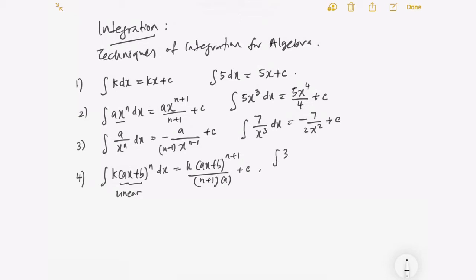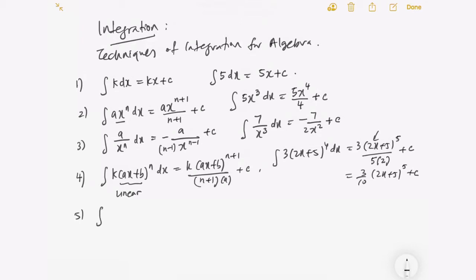Example, let's say if I have 3(2x+5)^4. So when we integrate this, we copy 3, copy the bracket, increase the power by 1 becomes 5, divide by the increased power 5. When you differentiate 2x, you get 2, plus c. And of course, you can simplify this. You can write this as 3 over 10, (2x+5)^5 plus c.